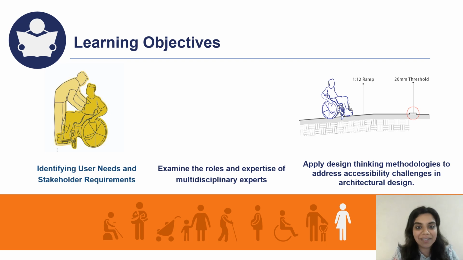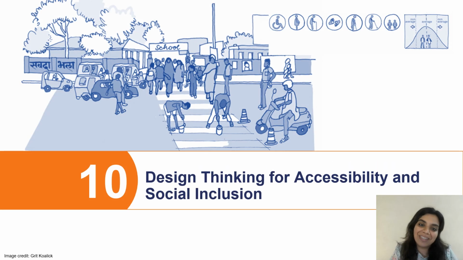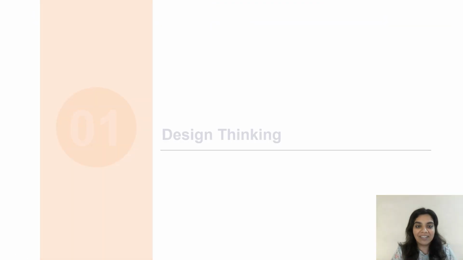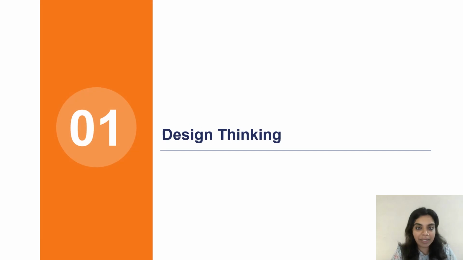The learning objectives are to identify user needs and stakeholder requirements, examine the roles and expertise of multidisciplinary experts, and apply design thinking methodologies to tackle accessibility challenges in architectural design. Welcome to Module 10, Design Thinking for Accessibility and Social Inclusion. Begin by exploring how we define design thinking.